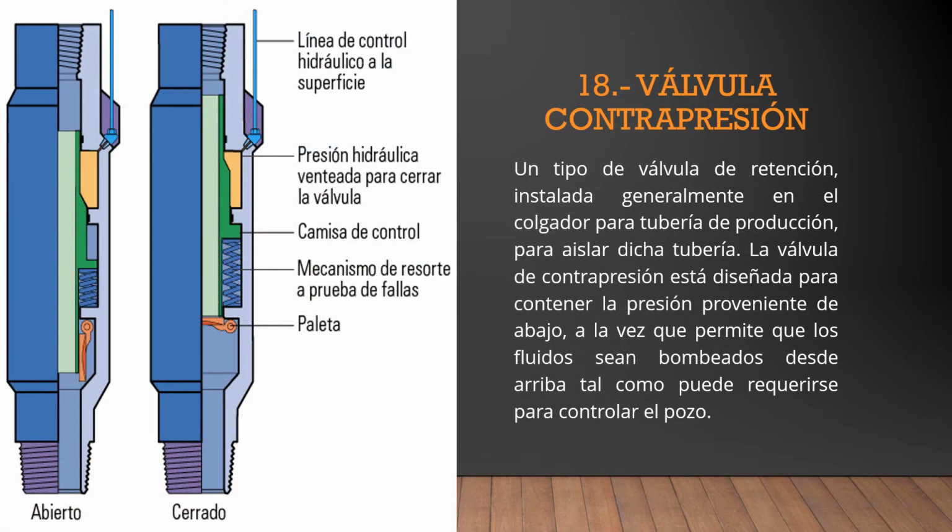Back pressure valve. A type of check valve typically installed in the tubing hanger to isolate the production tubing. The back pressure valve is designed to hold pressure from below yet enable fluids to be pumped from above, as may be required for well control purposes.